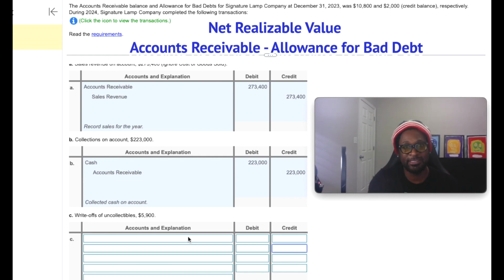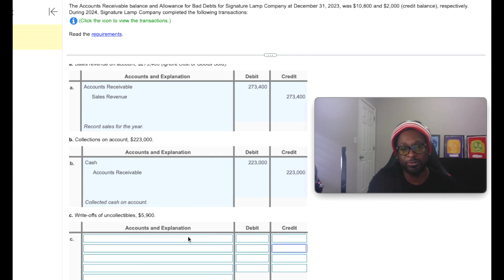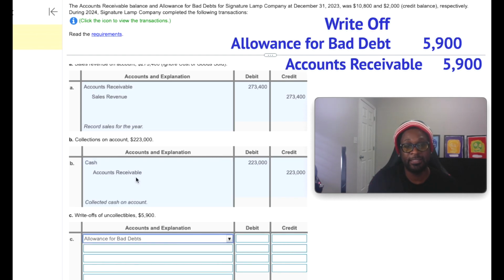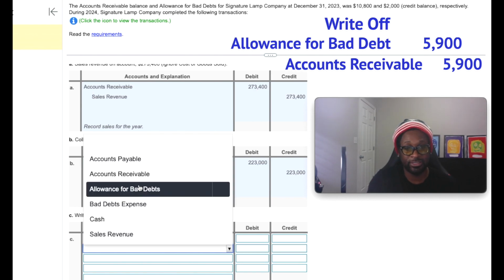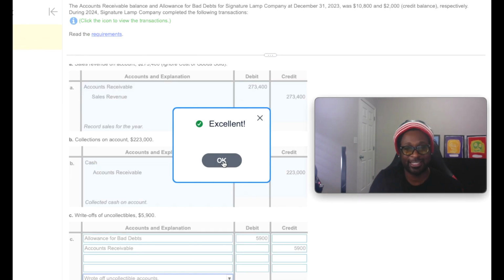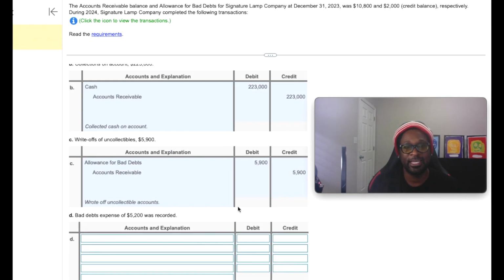So the proper journal entry for a write-off is a debit to allowance for bad debt, because we're trying to remove it off the books, as well as a credit to accounts receivable, because we are no longer having these portions of the accounts affected. We're going to check the answer. Excellent job. And last but not least, gang, we're going to record the bad debt expense of $5,200.